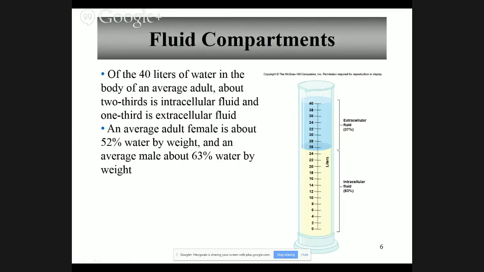So we have 40 liters of water in an average adult body. 2/3 is intracellular fluid inside the cells, and 1/3 of that is extracellular fluid. It occupies the interstitial spaces. An average adult female is about 52% water by weight, while the male actually has more water by weight, 63%.